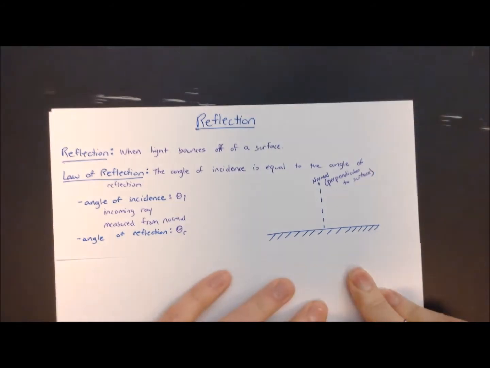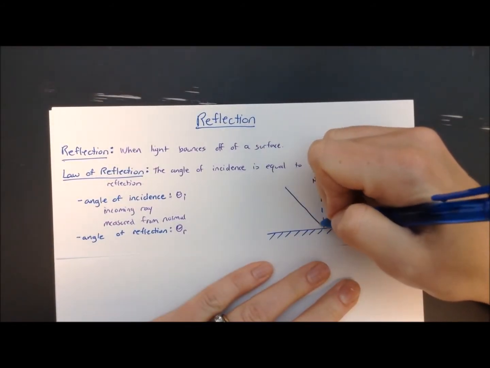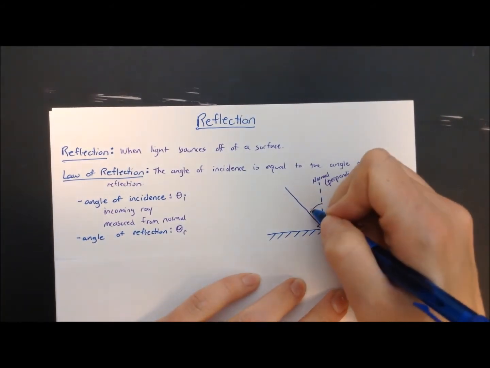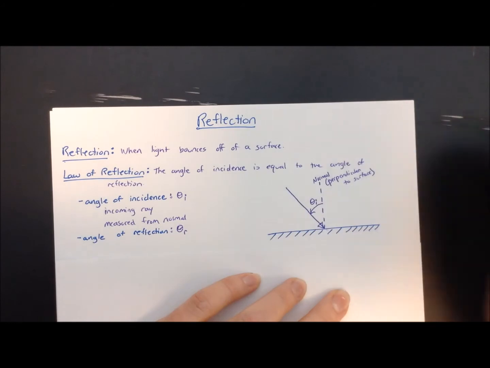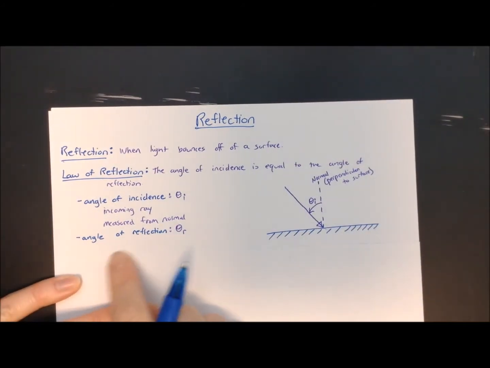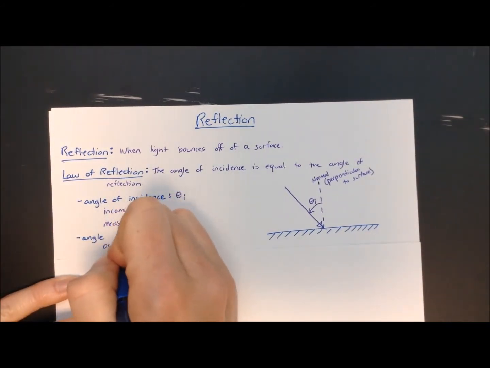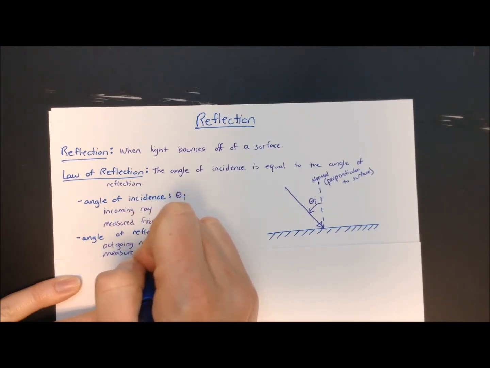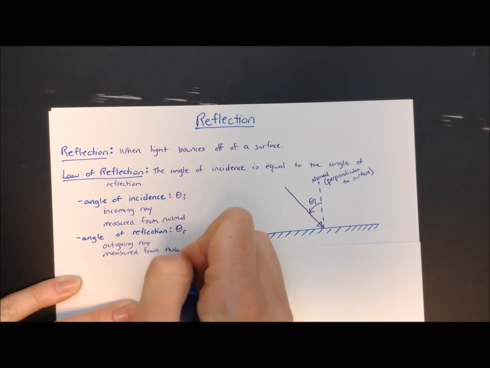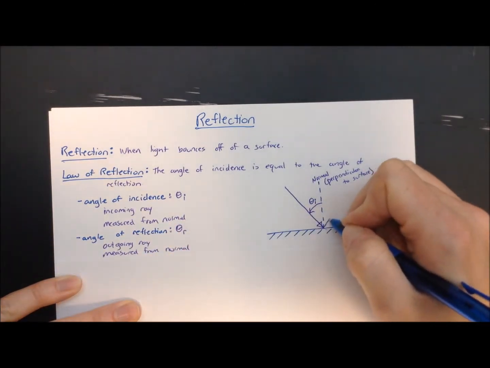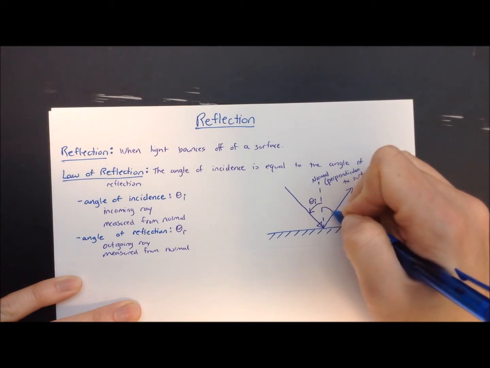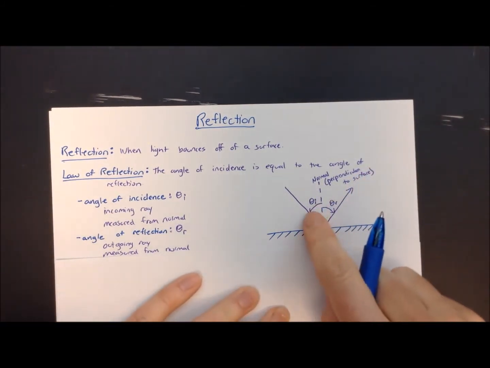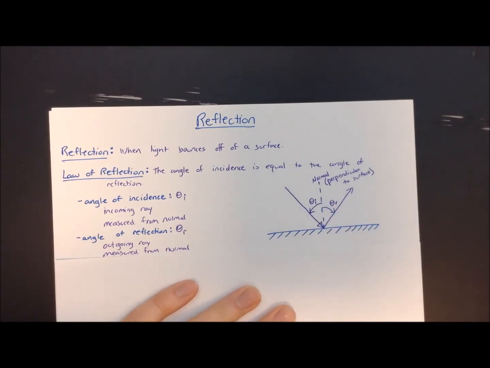Okay. So when I draw my incoming ray and it hits right there, then my angle of incidence is measured right there. Okay. Now the angle of reflection is the outgoing ray. And it is also measured from the normal. And so when I draw it on here, it's going out. And if I'm perfect, that one is the same, which looks pretty close. Okay, so there's my angle of incidence and my angle of reflection.